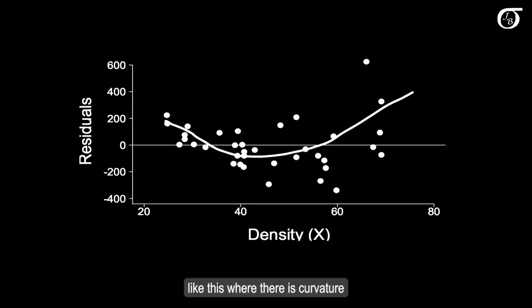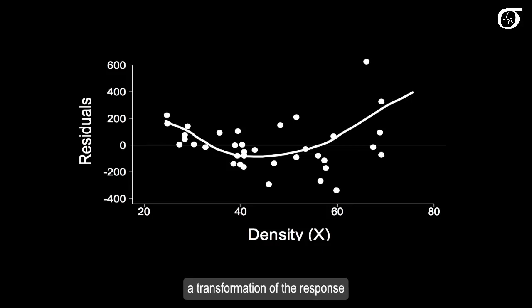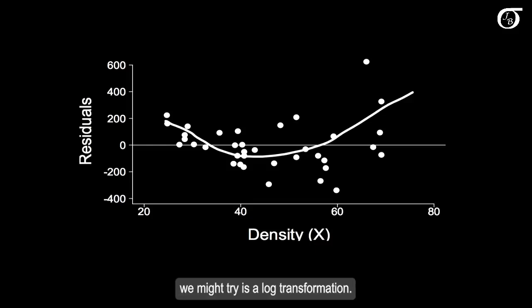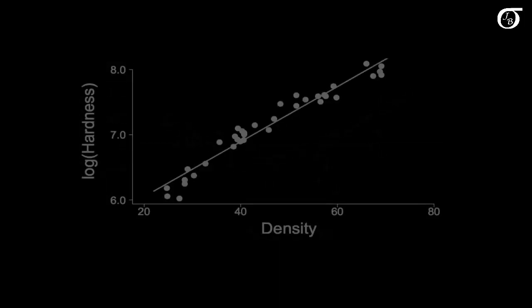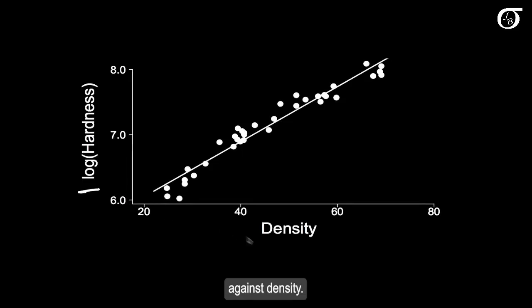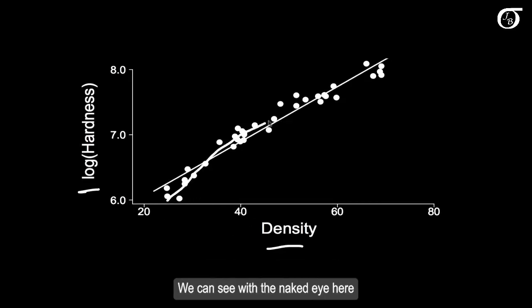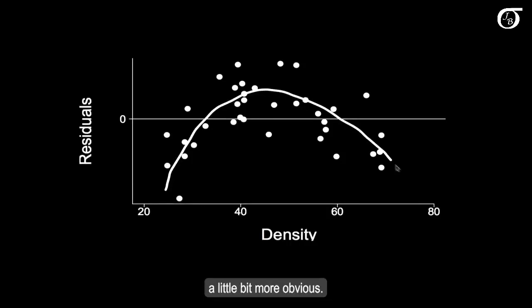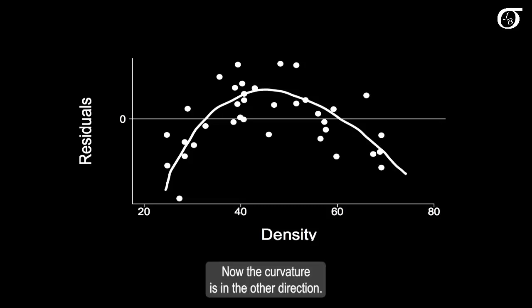Well, when we have a situation like this where there is curvature and there is increasing variance, very often a transformation of the response variable might take care of that. A common transformation we might try is a log transformation, so let's see what happens when we try that. Here I've plotted the log of hardness against density, and this doesn't seem to be fitting all that well. We can see with the naked eye here that there is some curvature. And if we look at the residual plot, that curvature becomes a little bit more obvious. So when we use the log transformation, we may have overcooked things a little bit. Now the curvature is in the other direction.